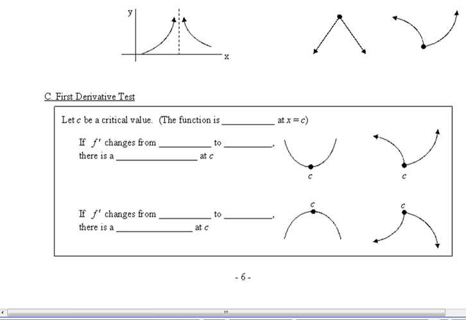So let C be a critical value. The function is continuous, so assuming it's continuous at C, if our derivative changes from negative to positive, what does that mean? Negative to positive. Then at that point C, we have 0 slope, and is it going to be a max or a min? A minimum. So whenever it goes from negative to positive, we have a minimum at C. Min.